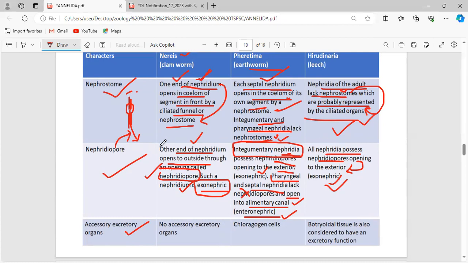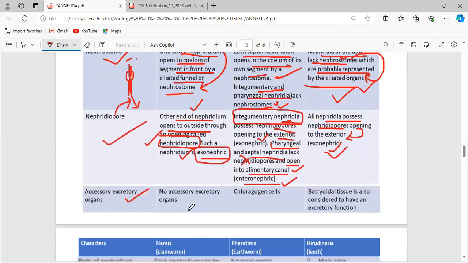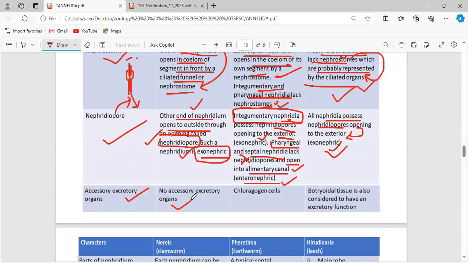Chlorogogen cells and botryoidal tissue all deal with the excretion process. But in the case of Nereis, no accessory excretory organs are seen. Accessory organs are nothing but supporting organs in the process of excretion. There are no such structures in clamworm. But in the case of earthworm, chlorogogen cells, this is the name of the cells, help the organism do excretion more efficiently. And in the case of leech, botryoidal tissue is also considered to have an excretory function.